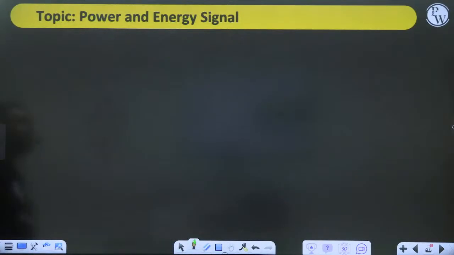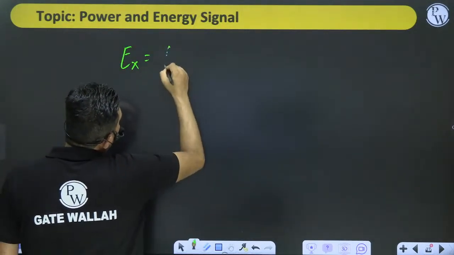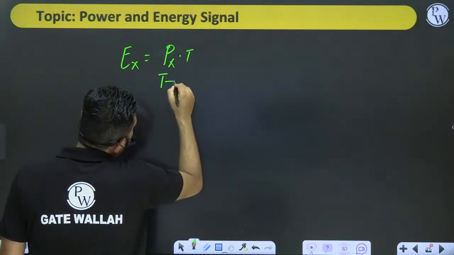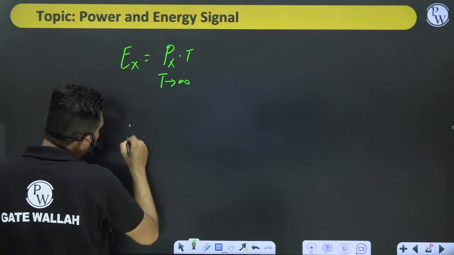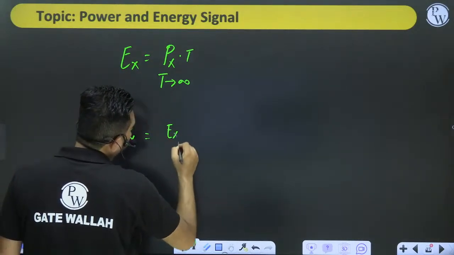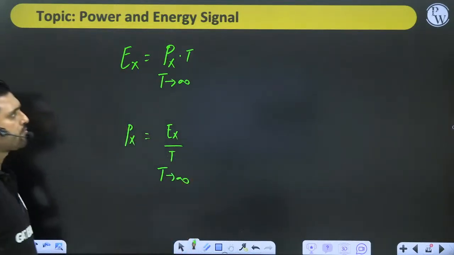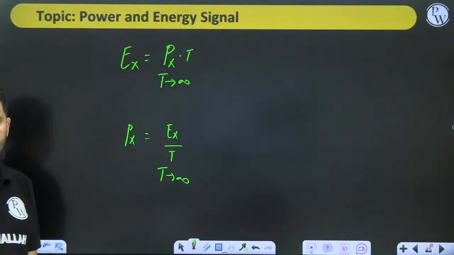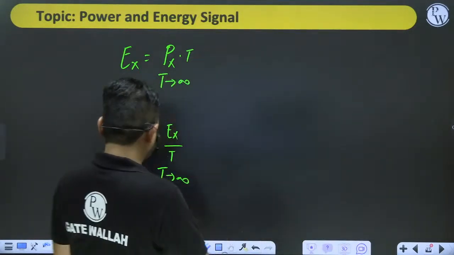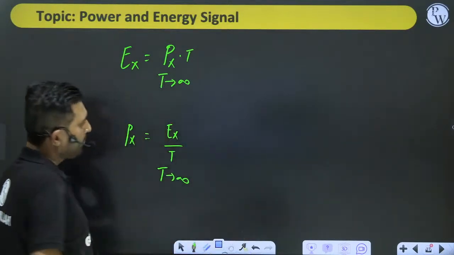So what relationship do I get? I get energy Ex is equal to power Px into T with T tending towards infinity, or power Px is equal to Ex over T with T tending towards infinity. Yes or no? So these are the two relationships I get here.